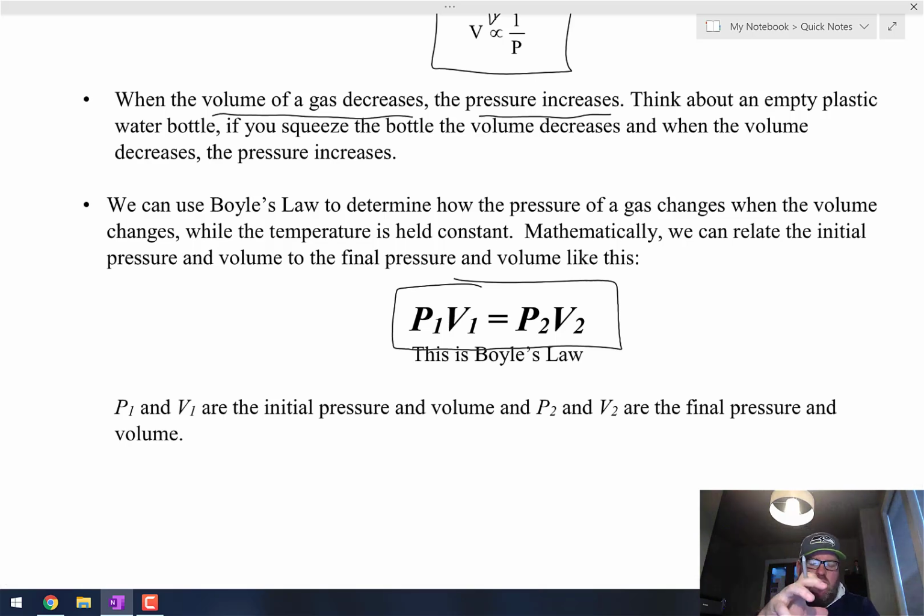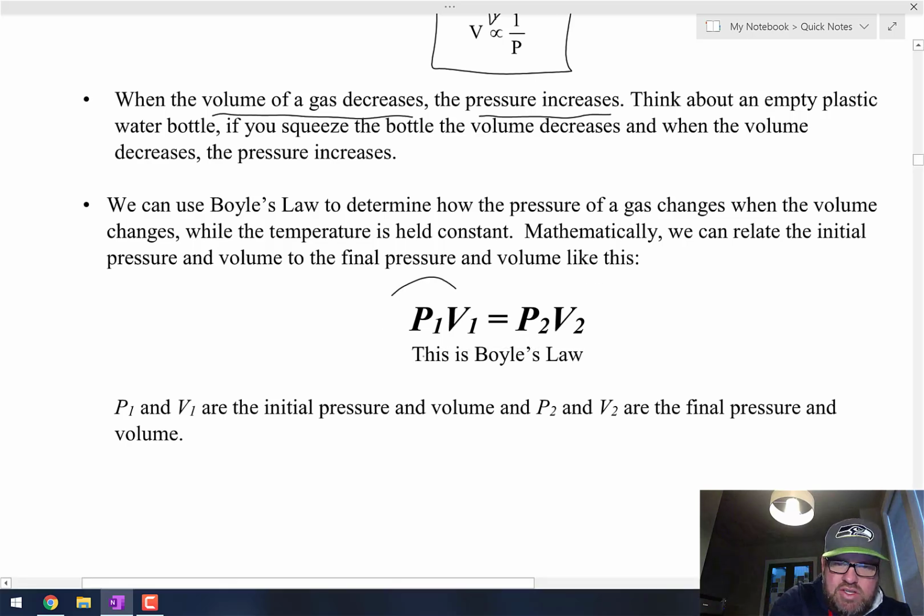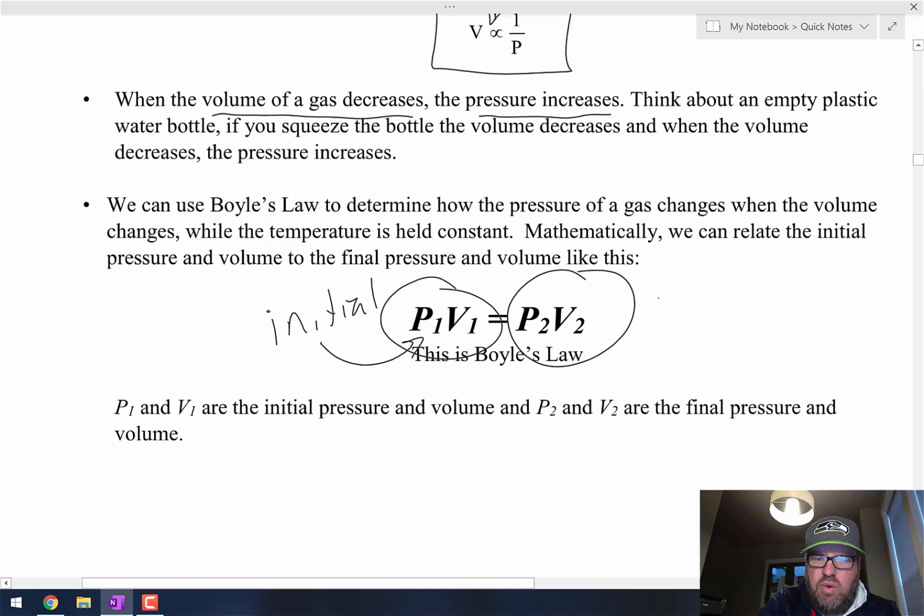So think about your water bottle. The initial pressure is just regular atmospheric pressure. Your P2, your final pressure, is after you've squeezed that bottle to make that volume really, really small, what's that pressure done? So these over here, these are your initial values, or this is what you're starting with, the initial pressure and the initial volume. And P2 and V2, those are your final. So after you've made some change, what has the volume done? What has the pressure done?